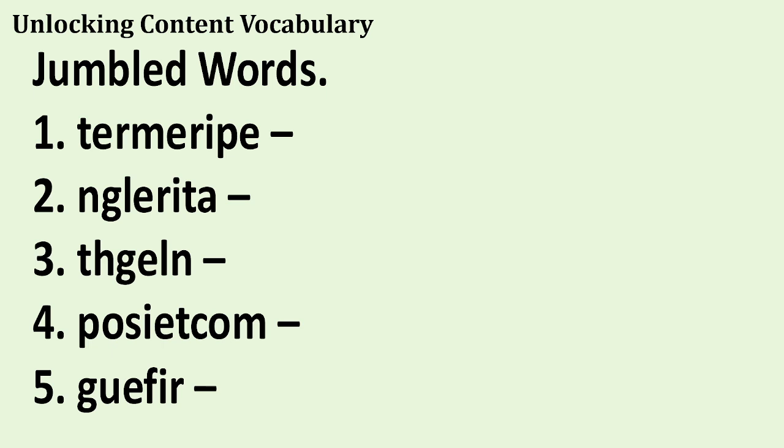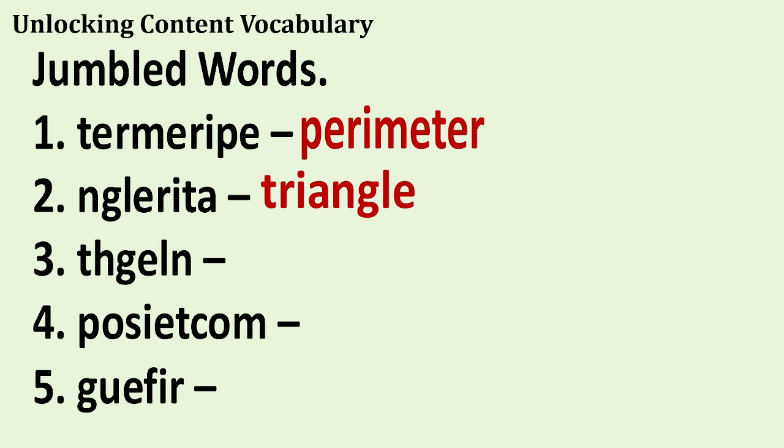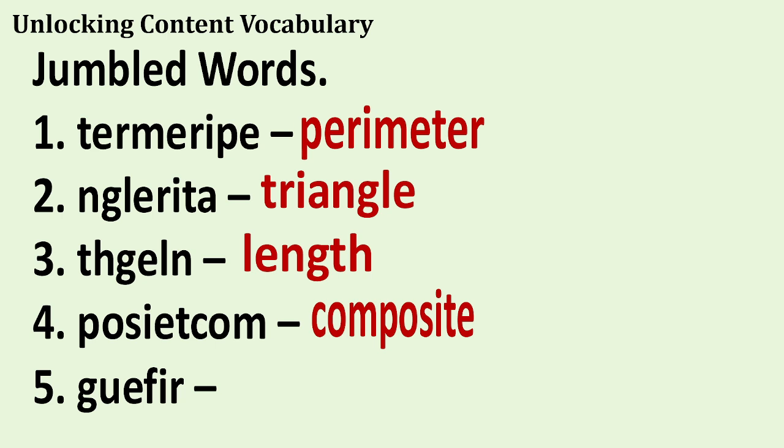Unlocking content vocabulary. I have here the jumble words. So number 1, perimeter. Number 2, triangle. Number 3, length. Number 4, composite. Number 5, figure.